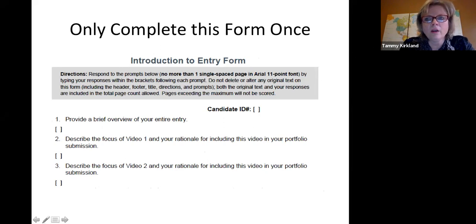Okay, here is the form you only complete once. This is your introduction to entry form. You see you've got a brief overview of your entire entry. Guys, don't overlook the gray box. The gray box does not tell us anything specific other than instructions about what to delete and not to delete, but sometimes you can find additional information in the gray box. And again, your rationale, why did you choose this video?